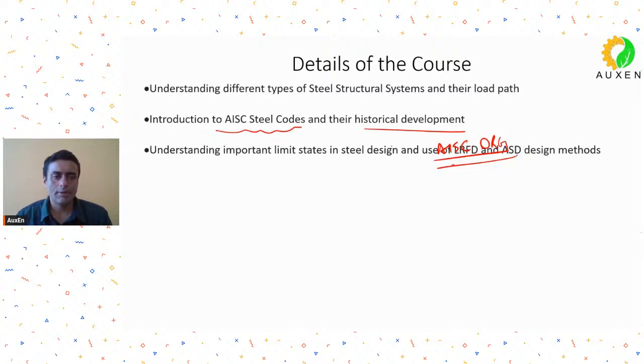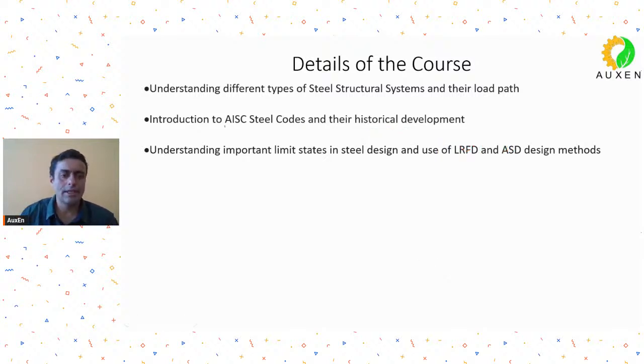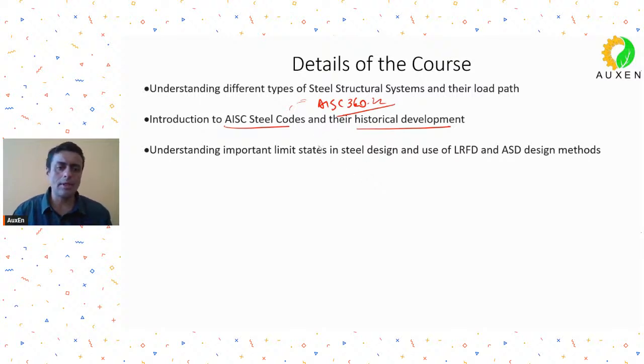So we'll understand the historical development of the AISC steel code. When I say AISC steel code, I am going to mainly focus on the parent, let's call it the main AISC 360. There are different AISC codes, but of course, because our work is on understanding the main structural steel code, when I say AISC code, I mean AISC 360.